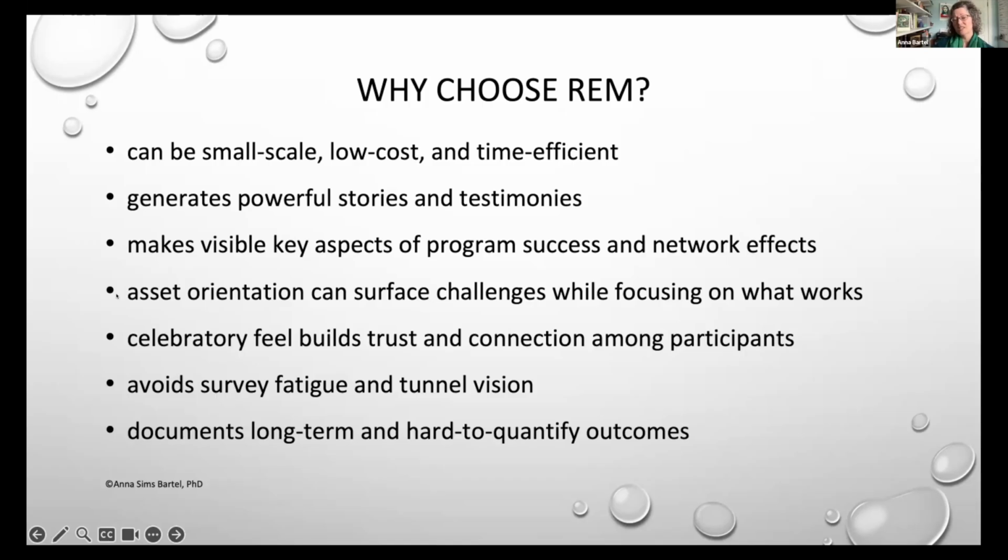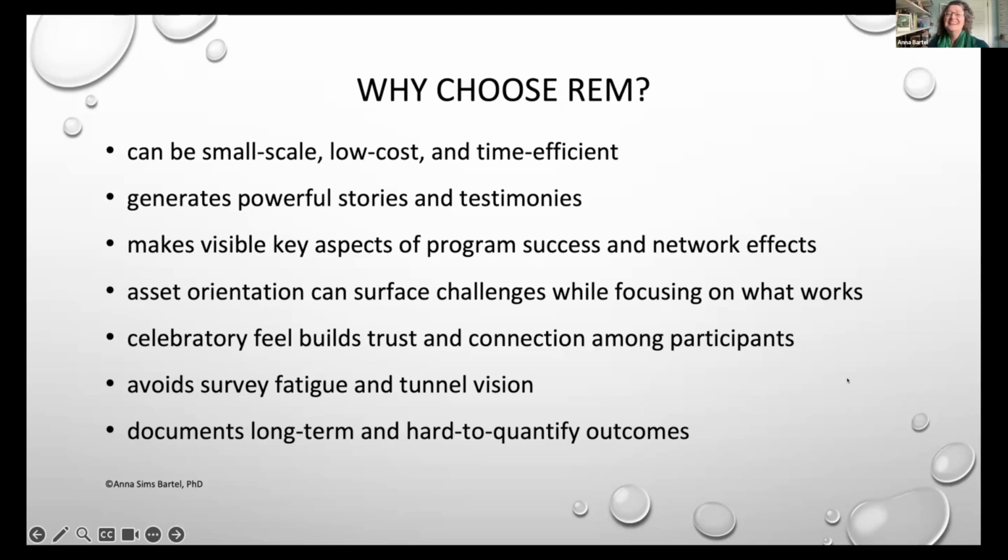The asset orientation of ripple effects mapping is not Pollyanna. It can surface challenges even as it focuses on what works. So one of the things I love about it is that it gets us beyond the space of criticism. Academics, most of us are trained to be really critical and to pick out the thing that isn't working and then talk about why it's not working.